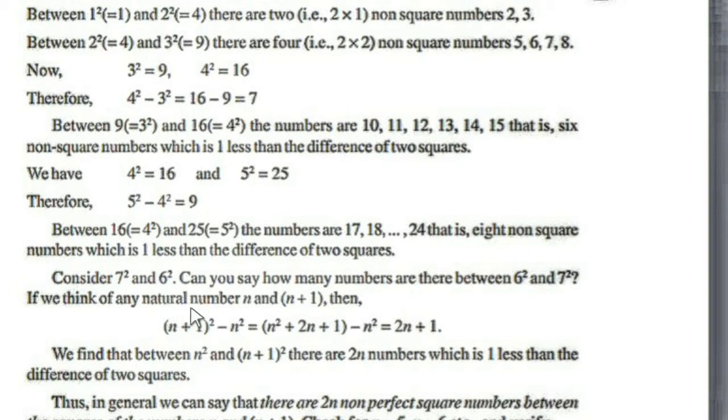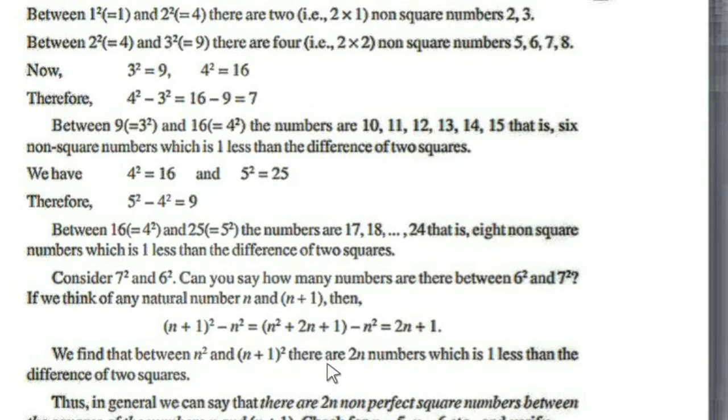If we think of any natural number n and n plus 1, then n plus 1 square minus n square equal to n square plus 2n plus 1 minus n square. We will open this bracket according to the formula a square plus 2ab plus b square. So n square plus 2n plus 1 minus n square equal to 2n plus 1. This is only the general form given. We will use it in the sums. We will find that between n square and n plus 1 square there are 2n numbers, which is 1 less than the difference of the two squares.